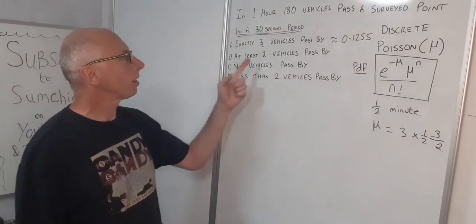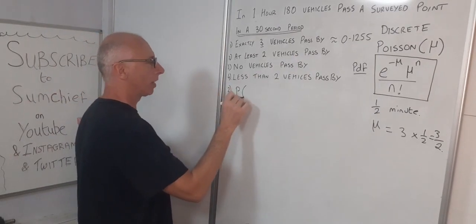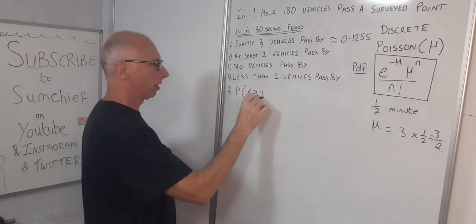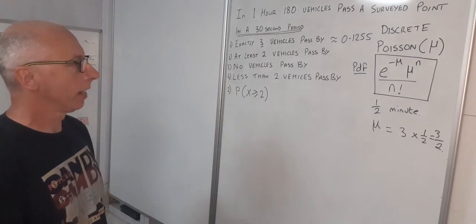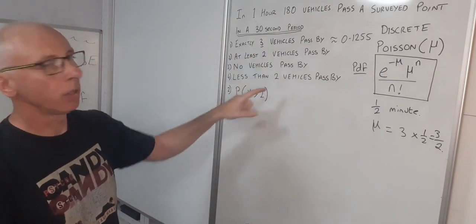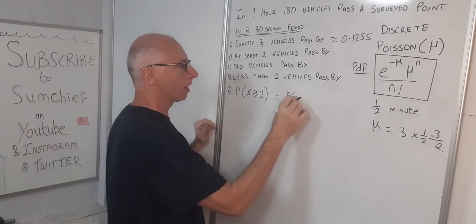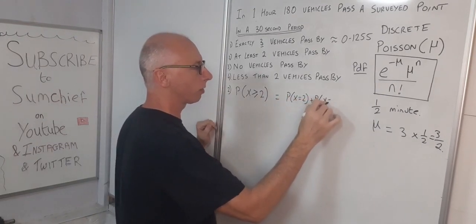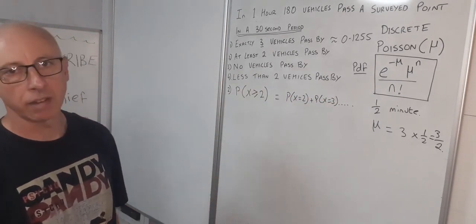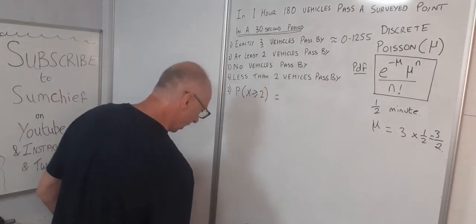Okay, so the second question says at least 2 vehicles pass by. So question 2, we're looking for now the probability that x is greater than or equal to 2, because it's at least. Now the first one, where exactly 3 vehicles pass by, would also be included in this. So what we could require for this would be something like probability x equals 2 plus probability x equals 3, all the way up to infinity. Now that's a calculation that's going to get very tedious. So that's not going to work for us. We need a shorter route to get that.